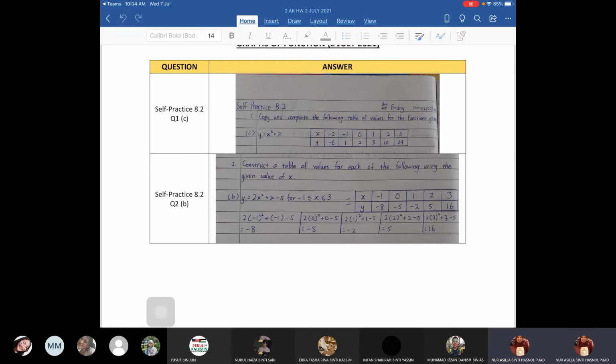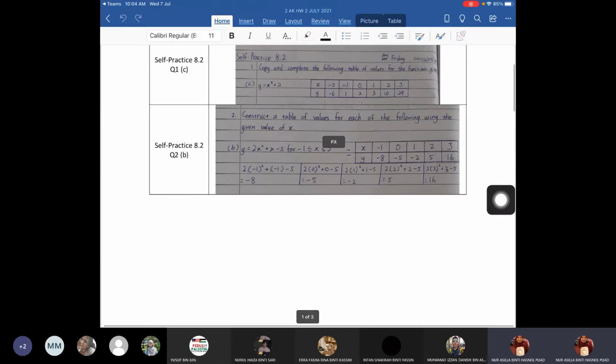Okay, so self practice 8.2. These two, there's no problem. For number 2, some of you used calculators, then it's okay, no problem. Okay, construct tables, it's given here, question number 2 here is from -1 to 3. So most of you did -1, 0, 1, 2, 3. So that's good. That's what I wanted.